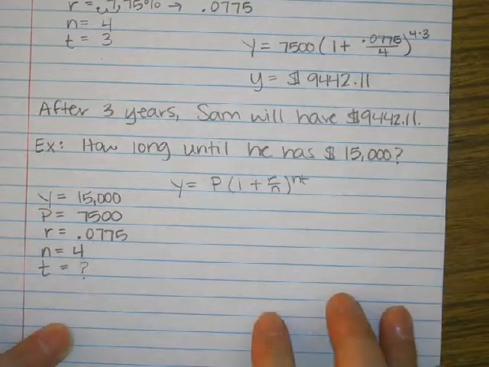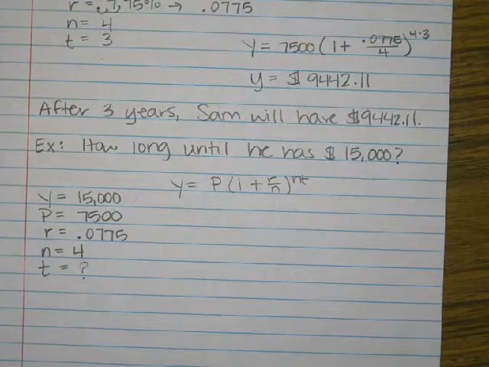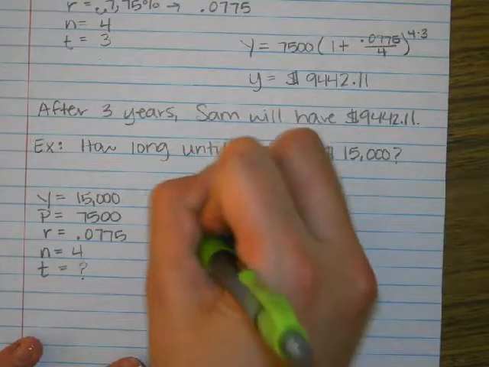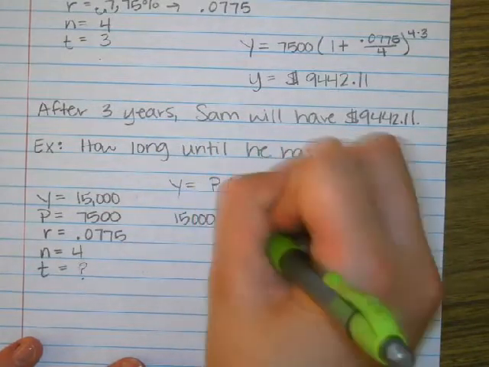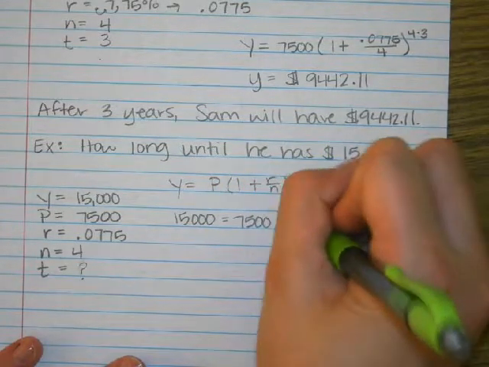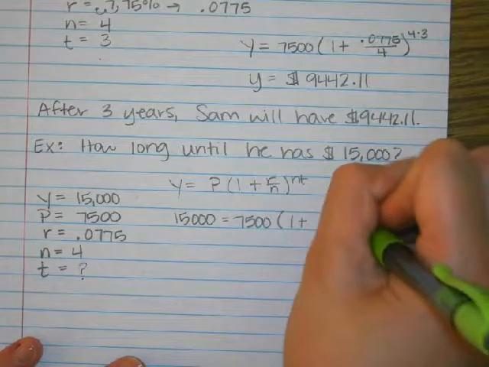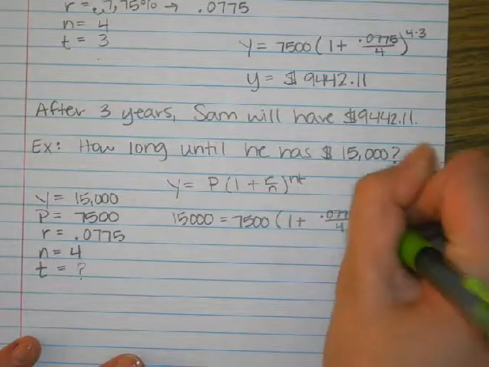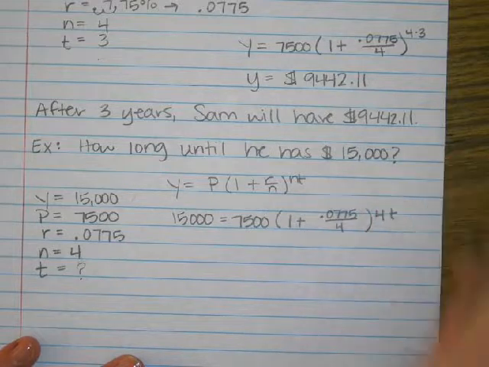All right. So let's plug all these numbers in. We've got 15,000 equals 7,500 times 1 plus 0.0775 over 4, to the 4t.